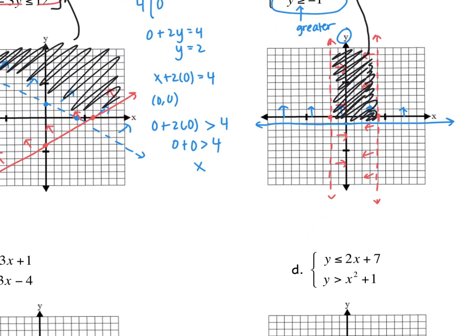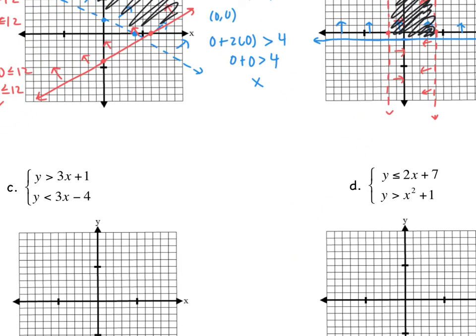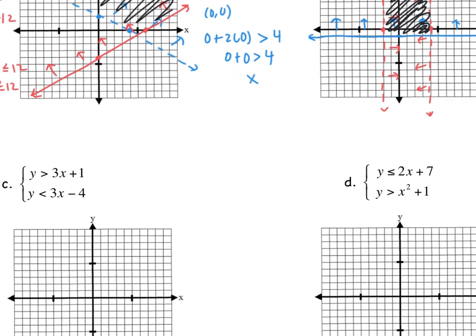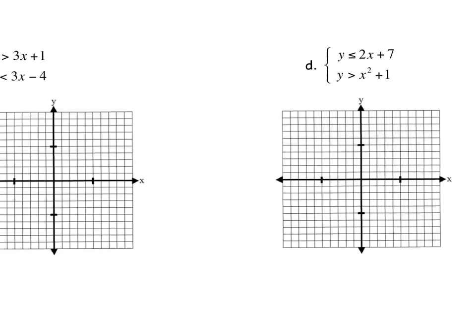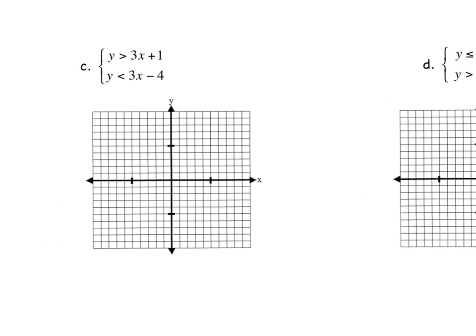Okay, so then we got two more. We're going to do D, and then I'm going to have you do C. Actually, no, let's look at C. I want you to do C right now, please. So take 2 minutes, do C, and then we will come back together, please.